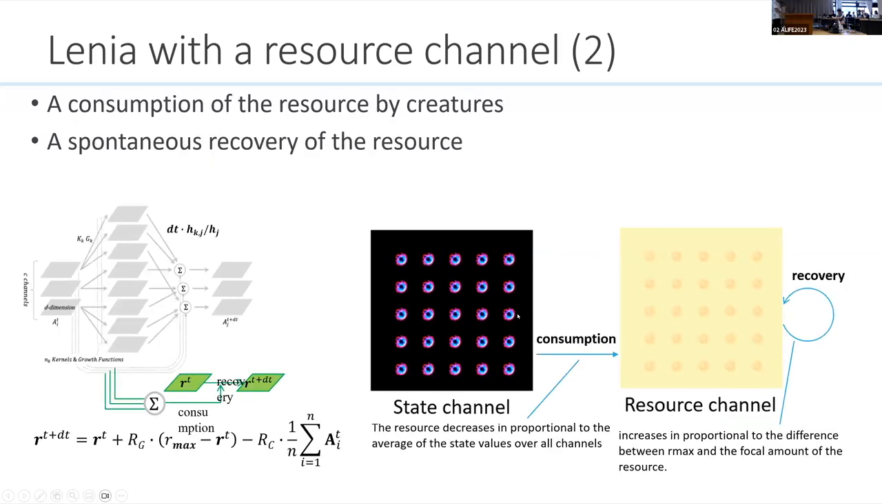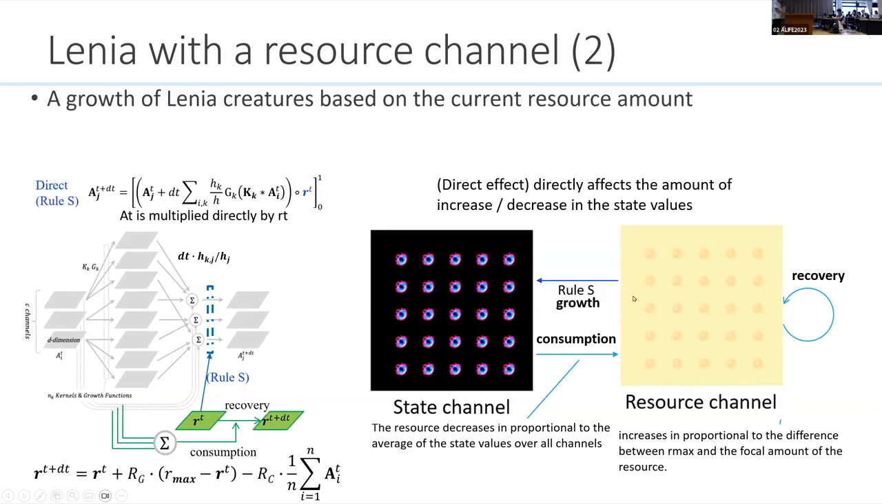Then we assume interactions among them. The first one is the consumption of the resource by creatures like this. So the resource decreases in proportion to the average of the state value over all channels. In this case, you can see the dark rings around here. So this means that the existence of this creature consumed this resource. Okay, and we also assume a recovery process of the resource.